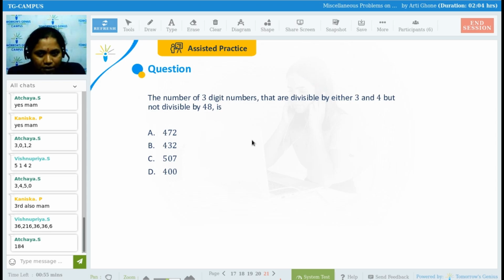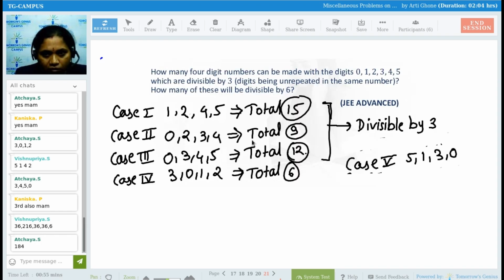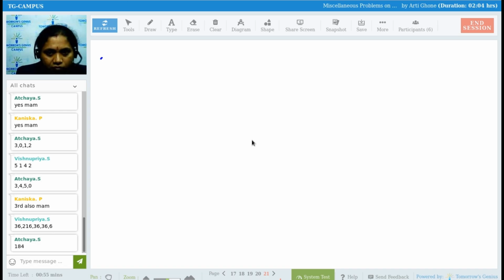The number of 3-digit numbers, total 3-digit numbers formed, that are divisible by either 3 or 4 but not divisible by 48 is. Okay. Clear? Fine. So let's take a set A. Let's define the sets. What is the universal set? One minute, the question.